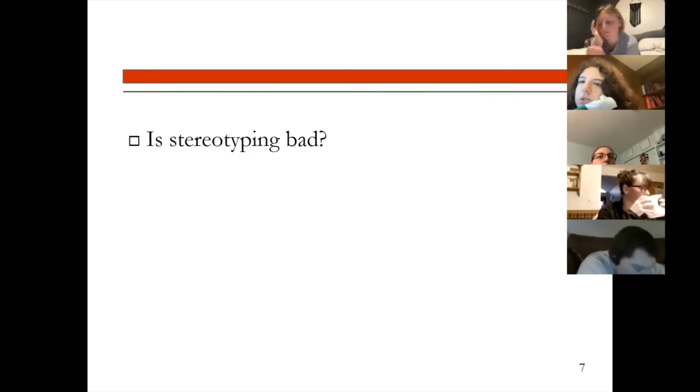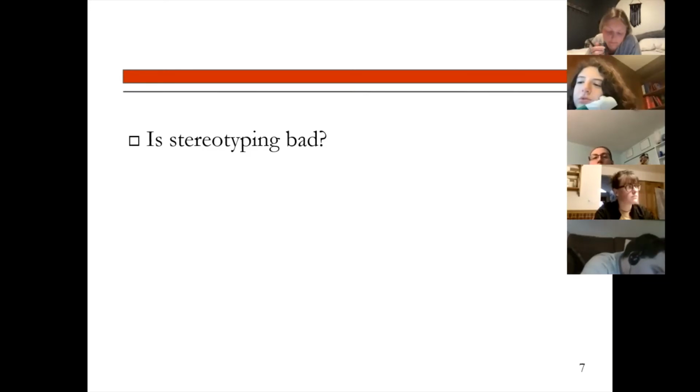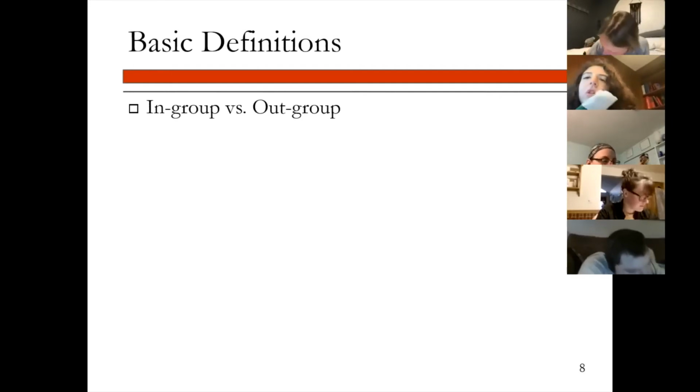I want you to keep this in mind as we address this overarching question: is stereotyping bad? We can think about it in terms of its functionality. We can think about it in terms of its consequences. We can think about what it does for us. So, unpacking this idea, especially that last statement, which was a great one, let's get back into a couple more definitions that we need to have, some of which we've already been talking about. The first definition we need to have is in-group and out-group.